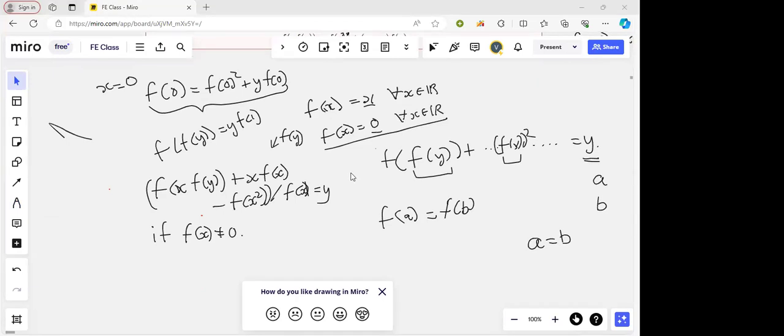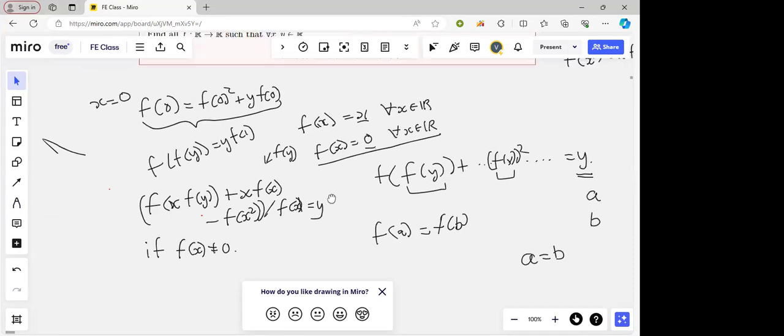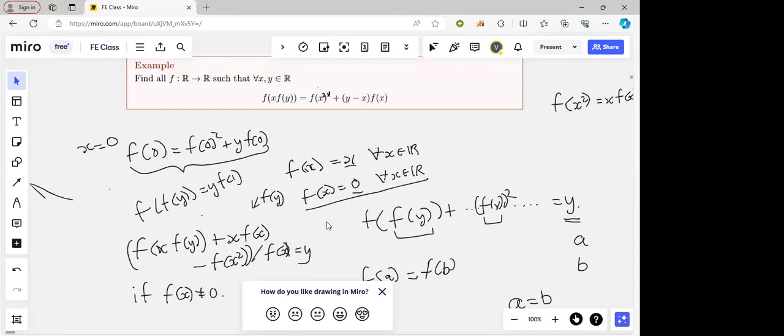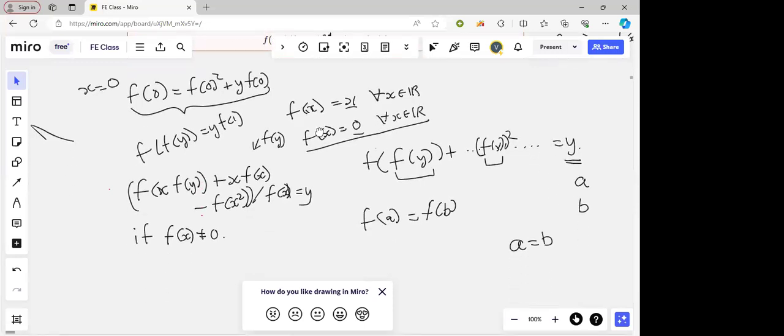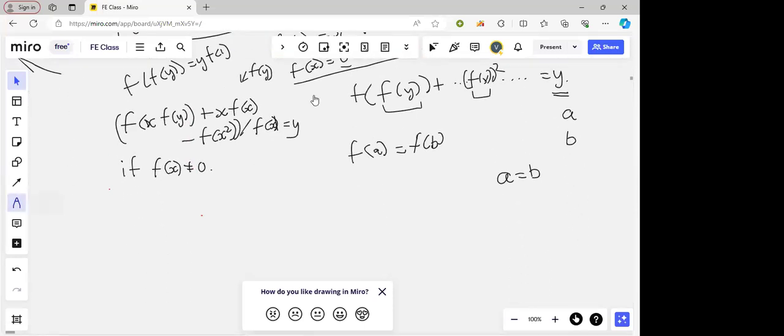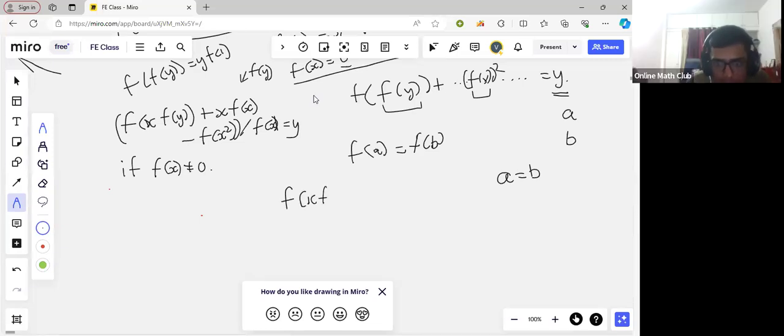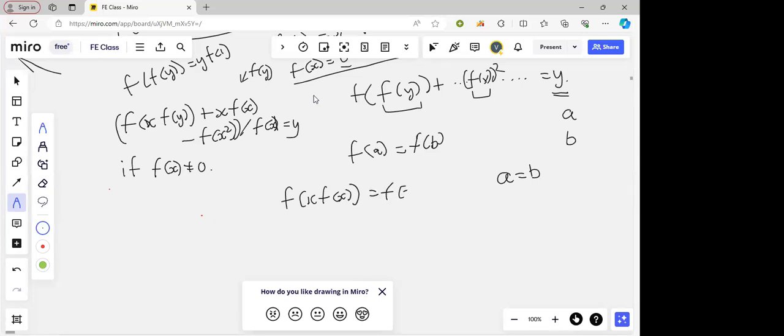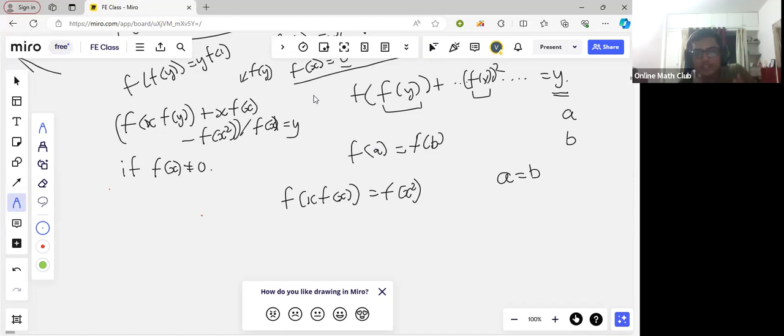Can we also substitute x equals y, then we get f of x equals f of x square. Right. We get f of x equal to x square. F of x square. So this is why injectivity is useful, because if we knew injectivity, we could just remove the f's right now.